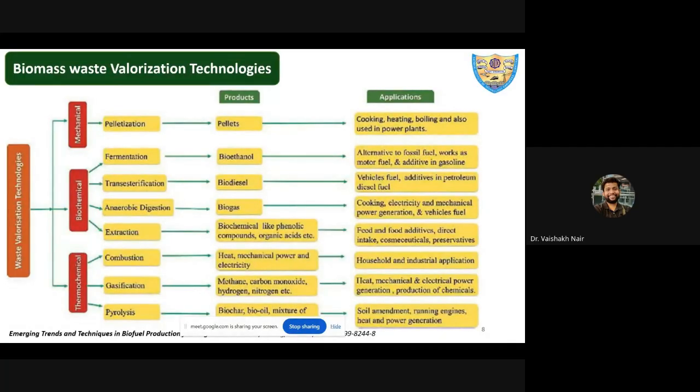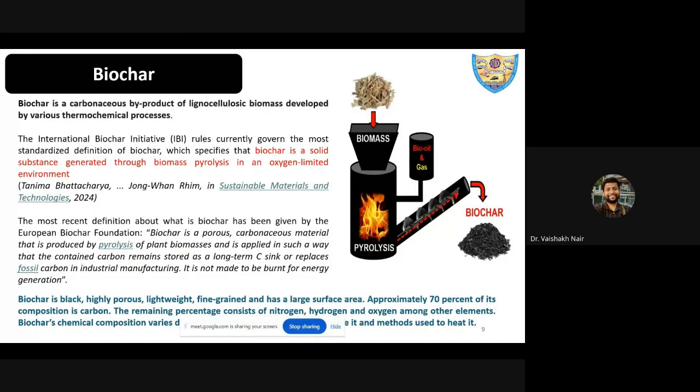Here it is shown as soil amendment. So already it is seen that biochar is a well-known soil amendment. That means a material which can enhance the soil properties. So let me go in detail about biochar.